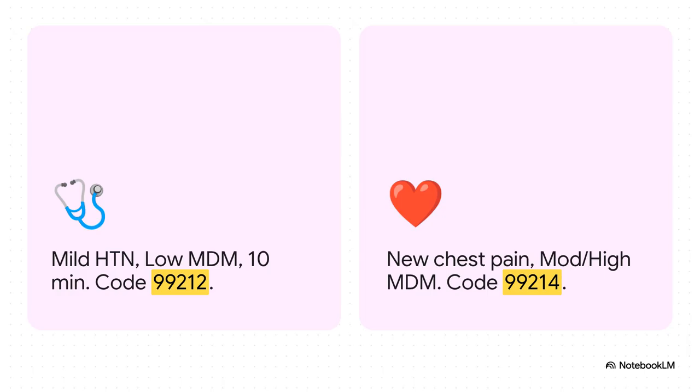But now compare that to patient B, who comes in with new onset chest pain. The provider does a full history, orders an ECG and labs, considers diagnoses like angina versus GERD, and spends 30 minutes. That requires moderate to high MDM, pushing the code up to a 99214. Basically, the higher the medical decision-making, the higher the code level and the reimbursement.